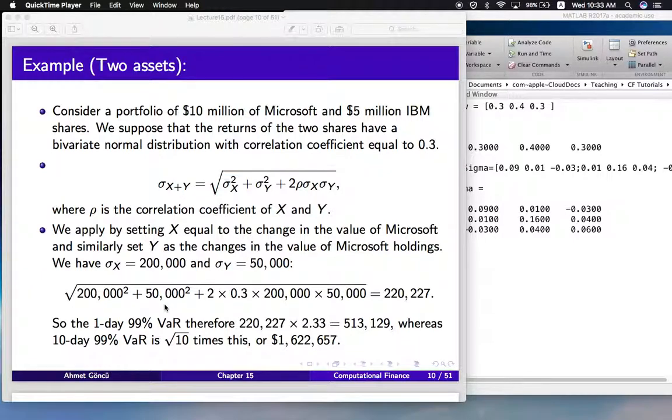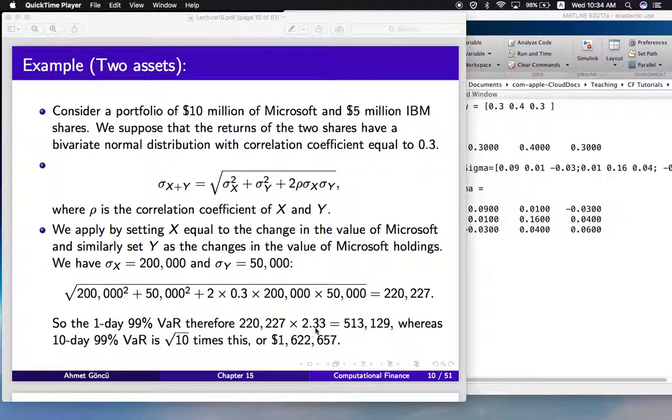So for the portfolio standard deviation, you can see we have the correlation coefficient. Again, this can be directly estimated from the data using the sample correlation coefficient. Assuming these are all already given in this example, you can simply calculate the portfolio standard deviation as 220,000 per day. So if you calculate the VAR for the given 99% confidence level, we are working with the 1-day time horizon. So you multiply these two numbers.